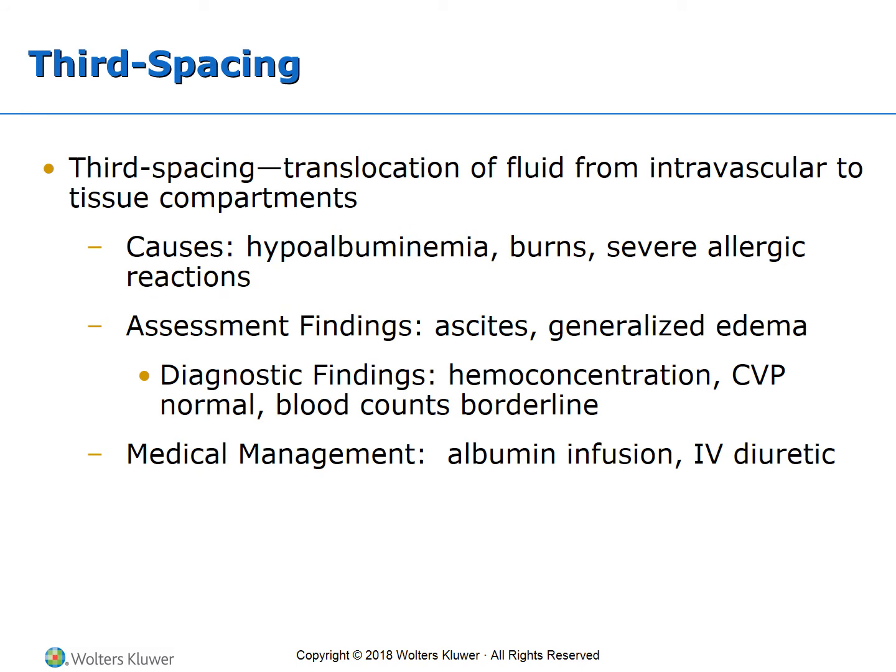So third spacing is translocation. Remember that back and forth movement of fluid from intravascular to tissue compartment? And we talked about that already. Remember, we're saying the patient will want to give albumin. So the reason why the albumin level may be low is because the albumin pulls the fluid. Someone who is a burn patient, someone who has a severe allergic reaction. And so what you see is edema, generalized edema, ascites, right? So you see hemoconcentration, the CVP will be normal, the blood counts will be borderline. So the treatment for third spacing is giving them albumin to pull it back into the vascular space and IV diuretics. Right? And that's the edema discussion that I just talked about. Okay?